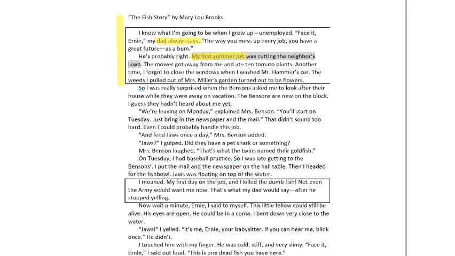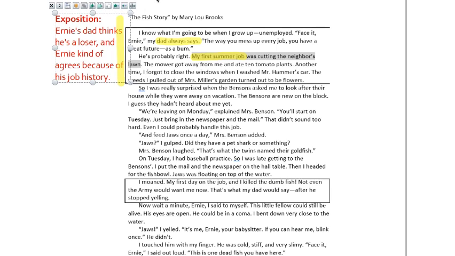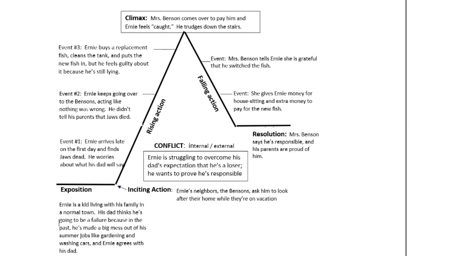And so we might say for the exposition that Ernie's dad thinks that he's a loser, and Ernie kind of agrees because of his job history. So if we go over to our chart that we have on the right side of your notebook, which is where we're charting out Fish Story, you're going to want to grab a yellow highlighter, and you're going to want to note that the exposition here is this.